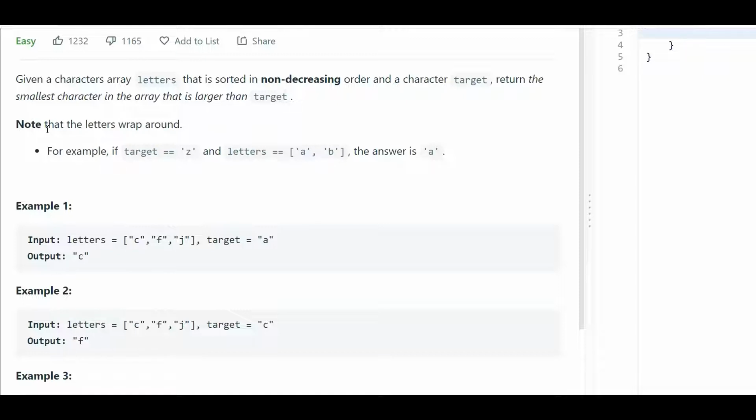So what it means is that in the example we have given, if target is equal to z and the letters are a and b, the answer is a. What it is trying to say is that suppose if the z is present in the array, for a sorted array it would be something like here. So we have to return the next element or the largest element that is in the array. There isn't any character that is greater than z, so we have to roll back to the 0 index and return a.